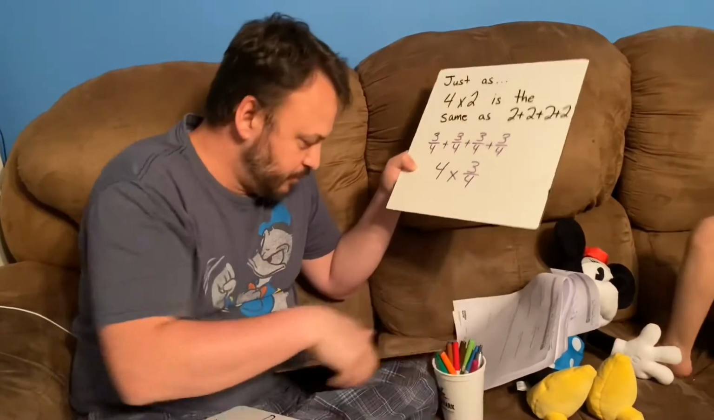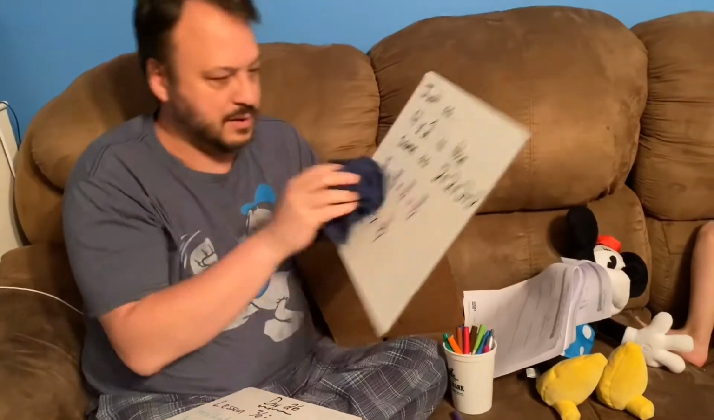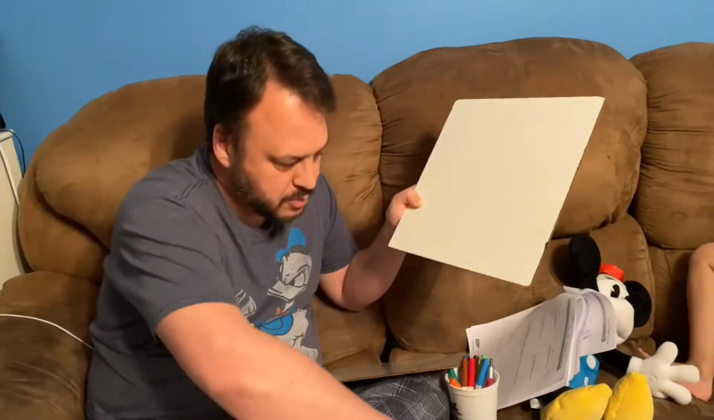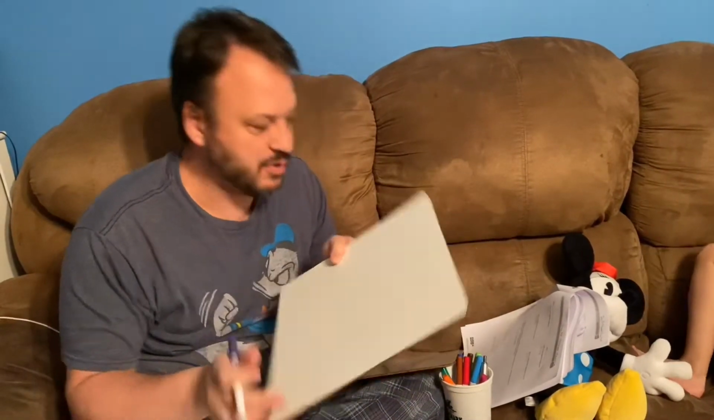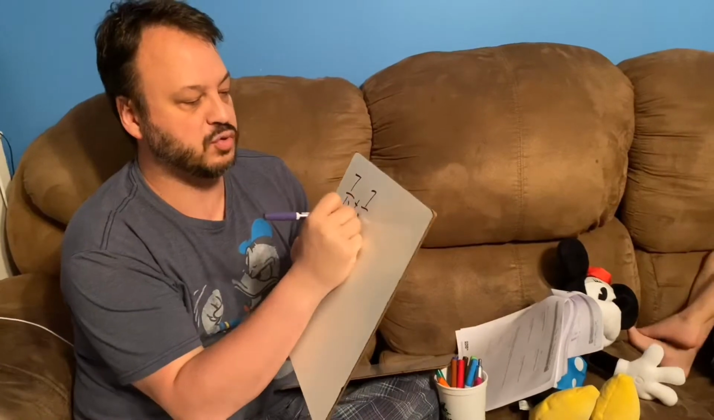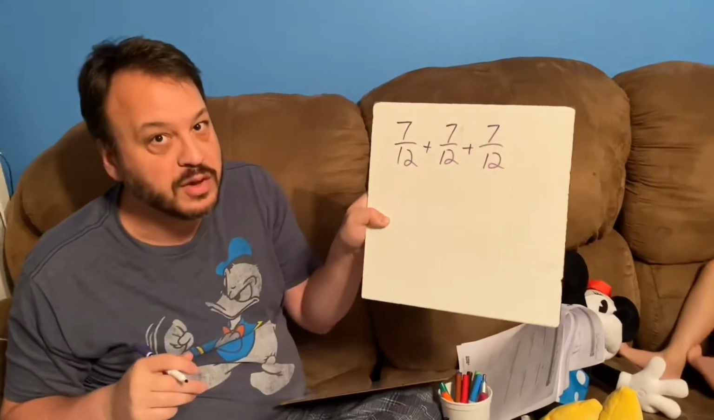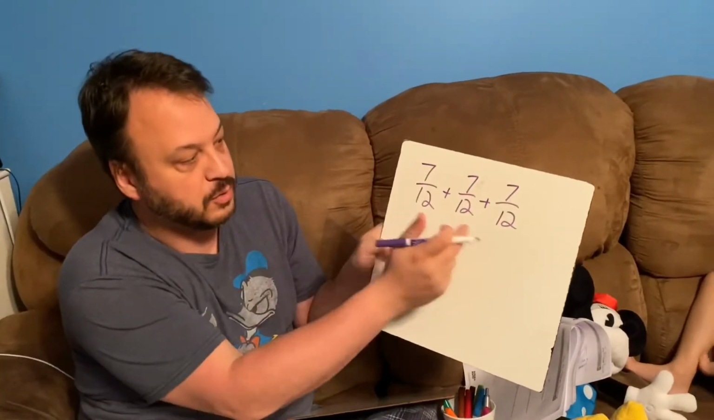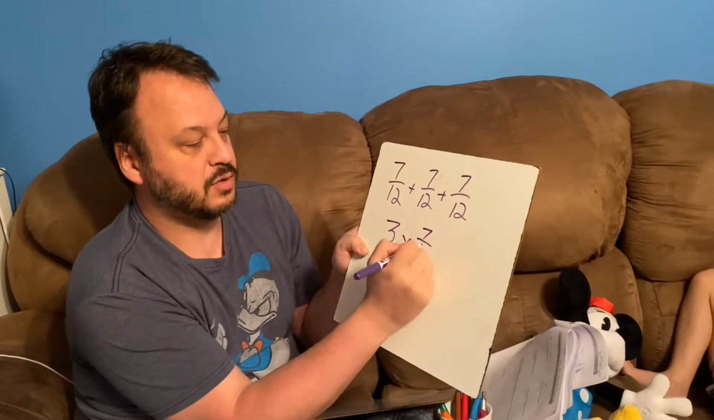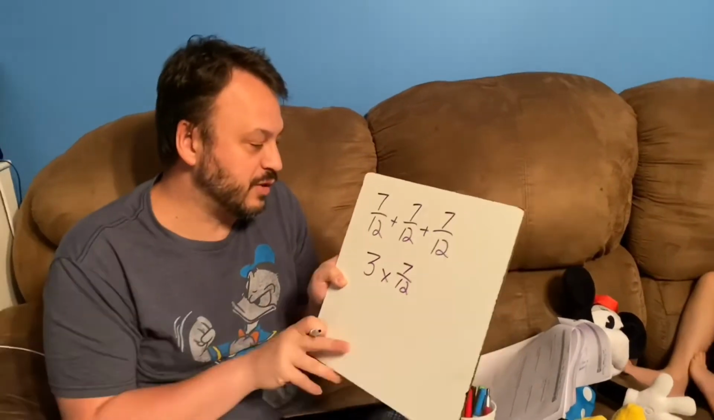If you look at problem 2, it says 7/12 plus 7/12 plus 7/12. Well, how many 7/12 do I have here? I've got 1, 2, 3. So that's the same thing as 3 times 7/12. That's all you have to do for those first 4 problems on there.